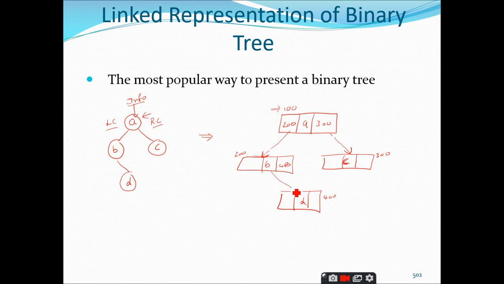Null, sir. Null, sir. Null, right? So this becomes null. And what is the left and right child of C? It is null and it is null, sir. Similarly, D is having the left child as null and right child as null. So this is how you are going to represent the binary tree using linked list.